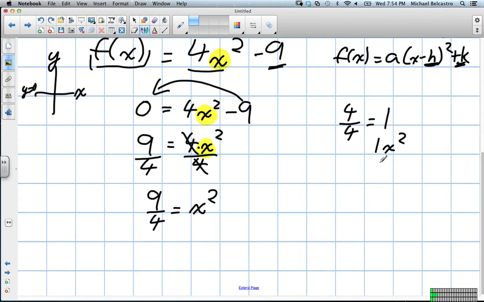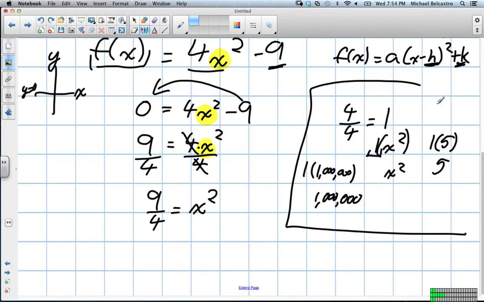Think of it like this. What would 1 times 5 be? 5. So what would 1 times x squared be? What would 1 times a million be? A million. So we're catching a pattern here. 1 times x squared is just going to be x squared. These are kind of side calculations. Since the 4s created a 1, and it's 1 times x squared, I don't need to really include the 1. I just have x squared now.